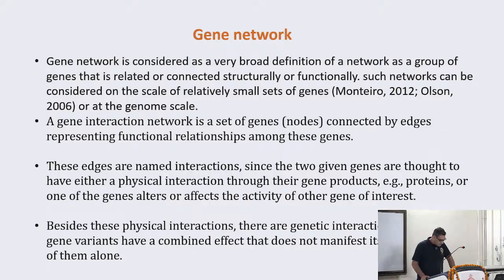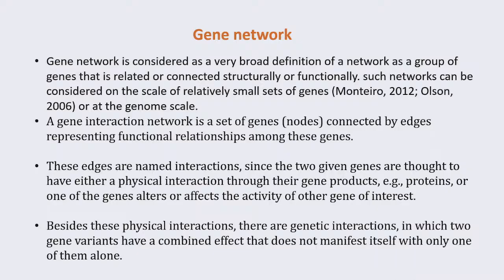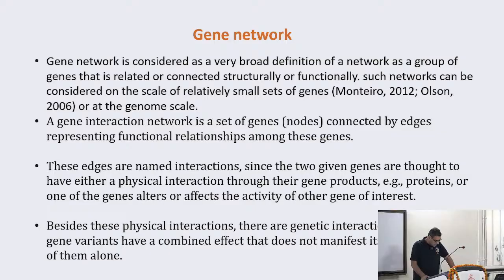A gene network, or interaction network, is a set of genes, also called nodes, connected by edges representing functional relationships among these genes, how these genes are connected together. These edges, namely interactions, are connected through various metabolites, proteins, or any type of functions, or which is affecting the other genes' activity.